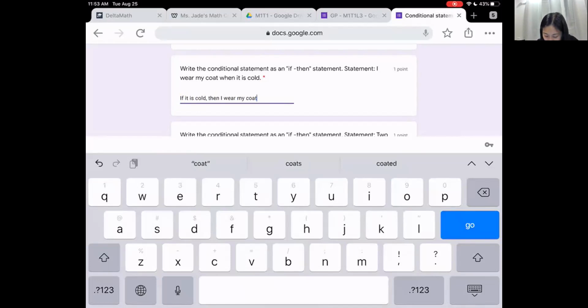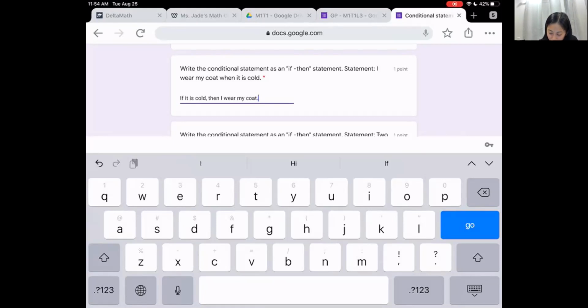This time, the teacher put a period. We share our materials, so yeah, put your period on this one. Capital I for if it is cold, comma, then capital I, wear my coat, period. Okay, but what you said earlier was absolutely correct. If it is cold, then I put on my coat. Correct, good. You guys are getting good using the conditional statements, if-then. All right.